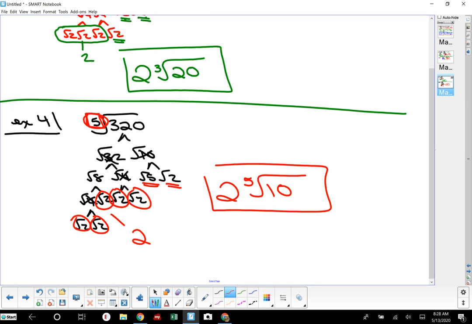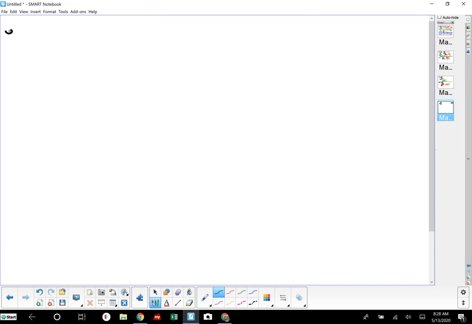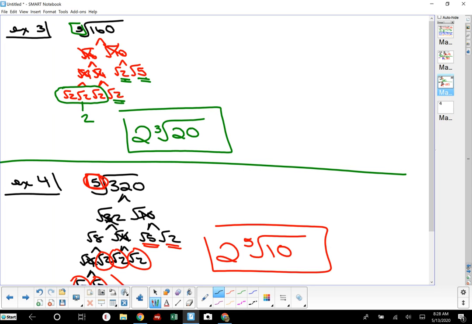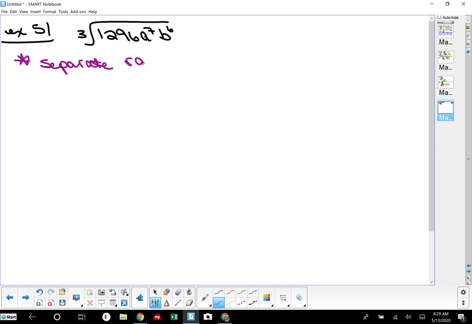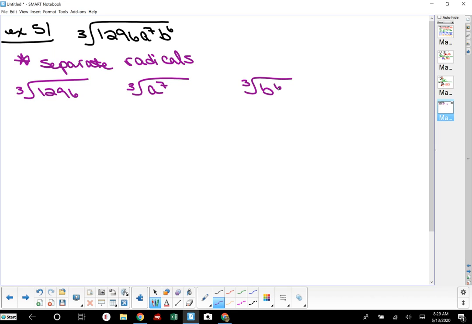All right, let's do one with variables, and then we're done. So the last one, example, what are we on? 5? Yes. Example 5. Looks like the cube root of 1296, a to the 7th, b to the 6th, all underneath the root. Now, what I would do first is separate the radicals. So I would have the cube root of 1296. I would have the cube root of a to the 7th and the cube root of b to the 6th.